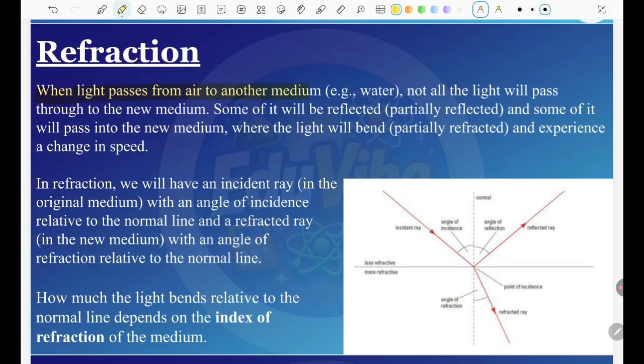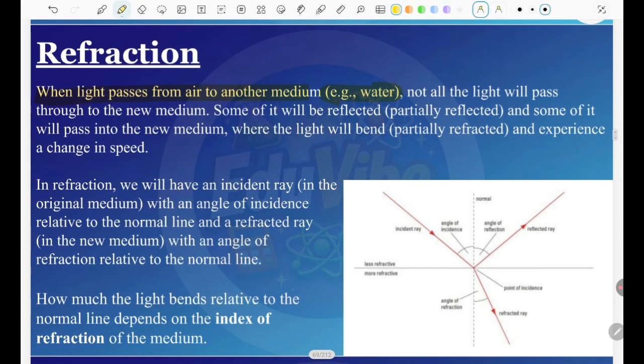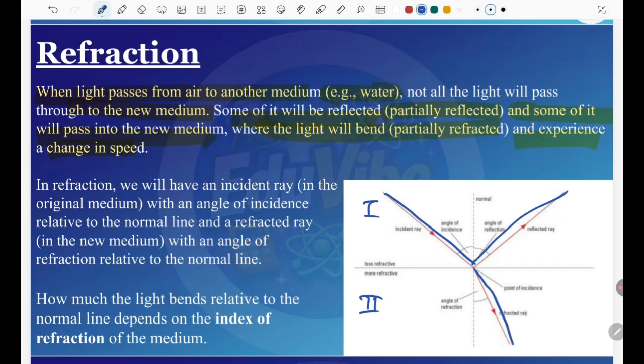When light passes from air to another medium, which is water, here's the air and here we have the water. Not all the light will pass through the new medium. Some of it will be initially reflected, and some of it will pass into the new medium, where the light will bend, be partially refracted, and experience a change in speed. You can see in this diagram that the incident ray goes over there, and this goes to the reflected ray. In the second medium there is a little bit of bend over there, and this is the point of incidence, and we have the angle of refraction.